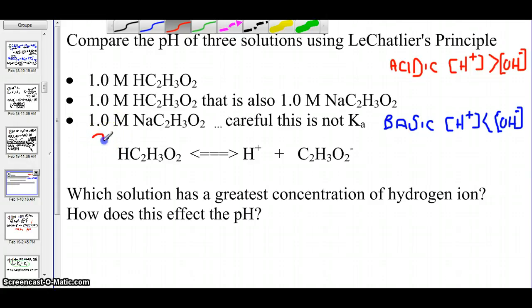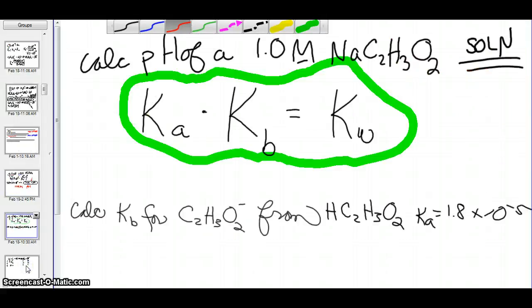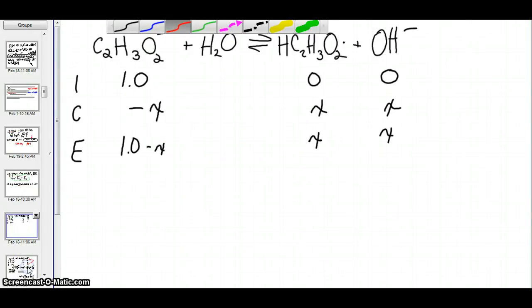All right, so moving along to the next one, what is the pH of the sodium acetate solution? So how do you calculate this? We've got to consider the K for this problem. And it's not Ka, as we talked about before, it's actually Kb. How do you calculate Kb? Remember, you've got to use Ka times Kb equals Kw. So what is the Kb for this problem? Well, you calculate it. All right, set it up.